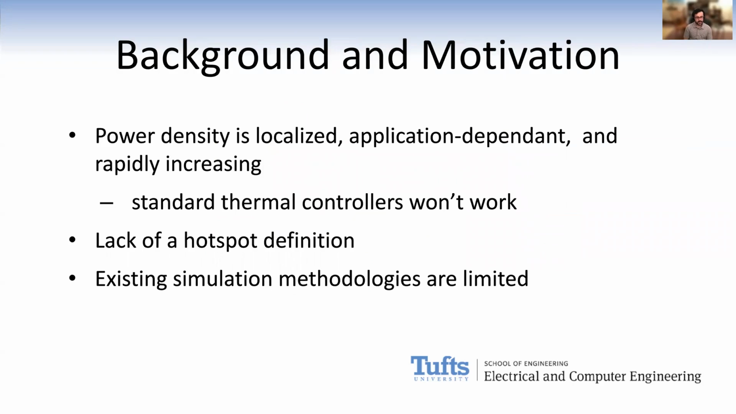The advanced hotspots we are seeing are a direct result of on-chip power density. The localization, application dependence, and exponential increase of power density since the end of Dennard scaling has had a problematic effect on thermals. Standard thermal sensors and control mechanisms simply won't work anymore. The community needs targeted architecture level mitigation techniques that can respond in a fine-grained and quick manner. To develop such techniques, the community needs the appropriate metrics, models, and methods for simulating advanced hotspots.